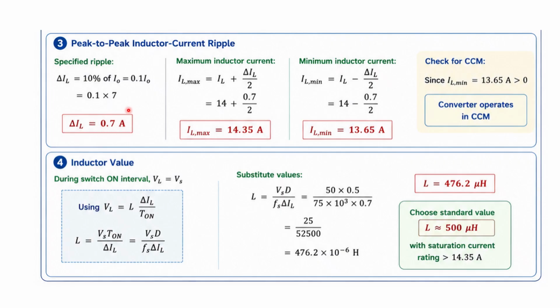So from this you can calculate the maximum value and minimum value of the inductor current. What is the maximum value? IL plus delta IL by 2, that is 14 plus 0.7 by 2, which is equal to 14.35, and the minimum value is IL minus delta IL by 2, that is 14 minus 0.7 by 2, which is IL minimum is 13.65 ampere.